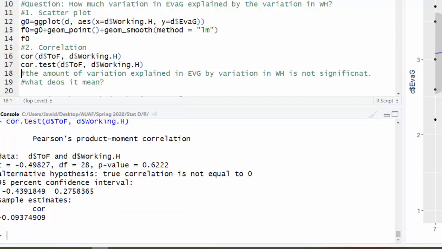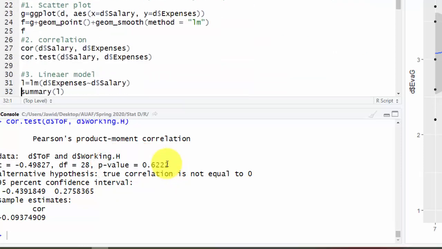Furthermore, I can check the significance of the correlation. Now you can see that the p-value of the correlation is 0.6, which is bigger than 0.1. Hence, we can conclude that the correlation between working hours and evaluation grade is not significant. Therefore, working hours cannot explain much of the evaluation.